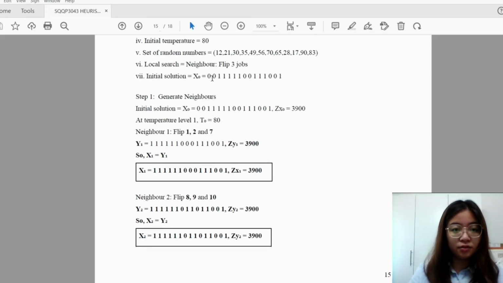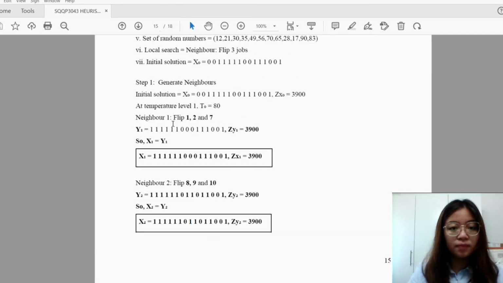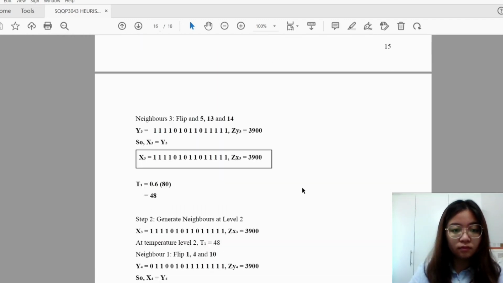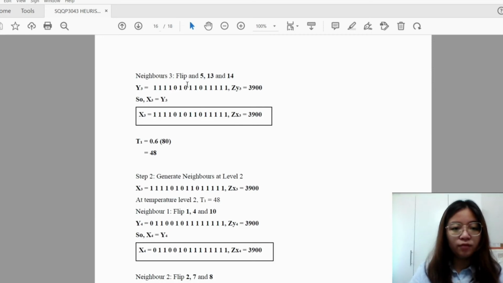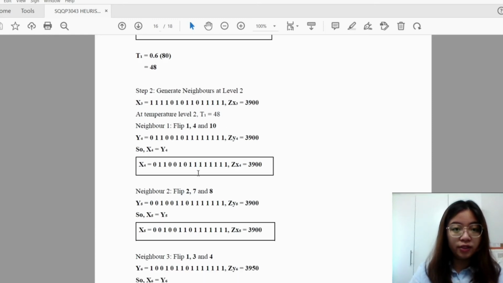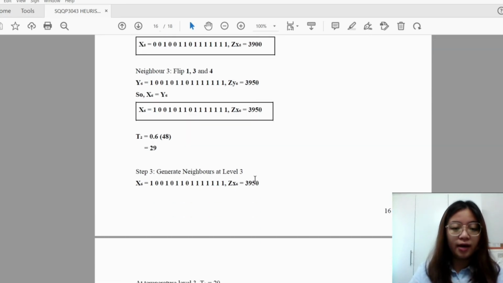This is the initial solution. For the first step, we use the same way, which is to generate neighbors. We have 3 neighbors, and we flip 3 jobs in each neighbor. Here are the flippings. After step 1, generating neighbors at level 1, we do the reduction of temperature and continue with step 2, using the same way as step 1. Then we calculate the reduction of temperature for step 3, which is to generate neighbors at level 3.